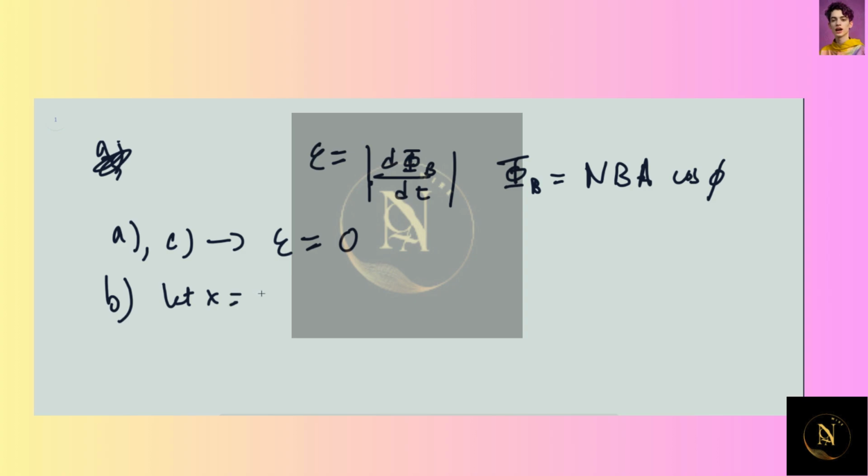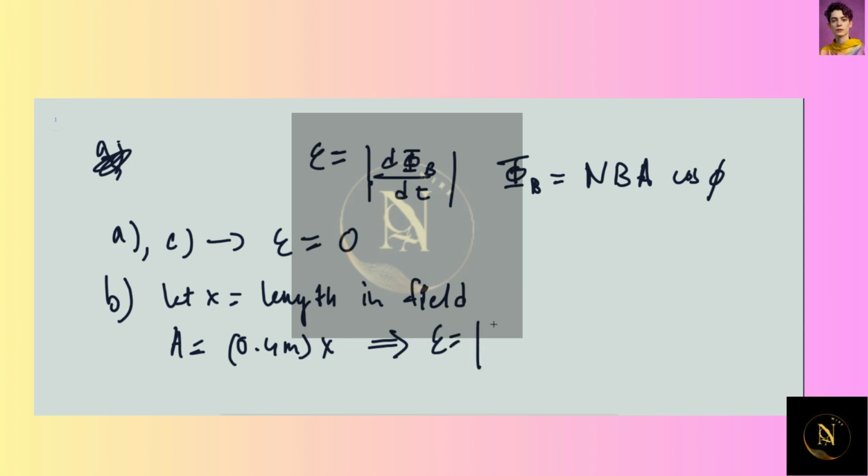say that x is equal to the length of the coil that's in the field, and the height is 0.4 meters or 40 centimeters. So area is 0.4 meters times x, or 0.4 x meters squared. Therefore, EMF induced is d phi dt. So this is, number of turns is 1, so it's d dt times B times A.